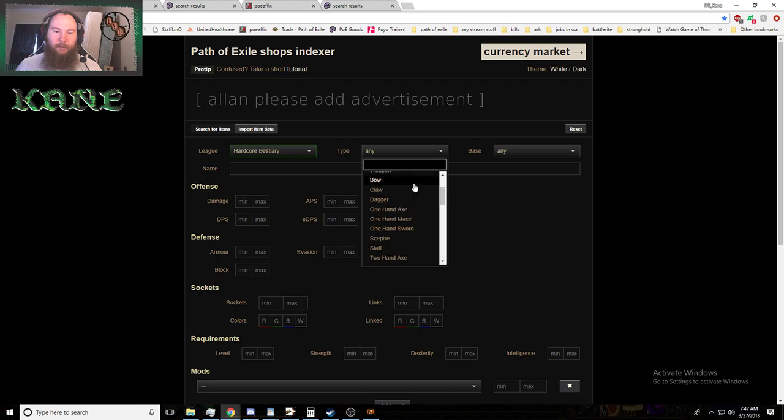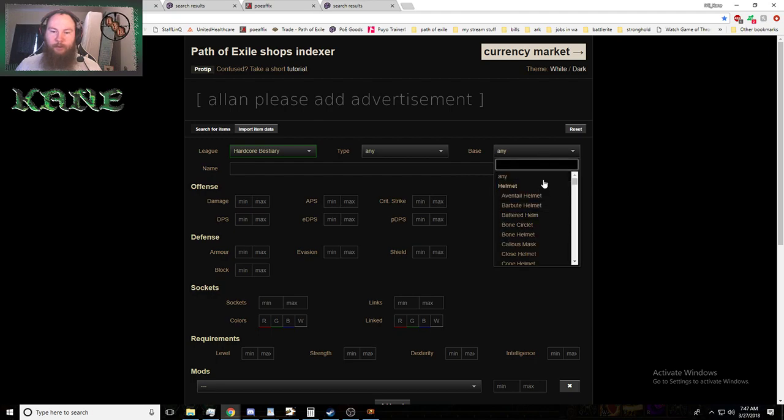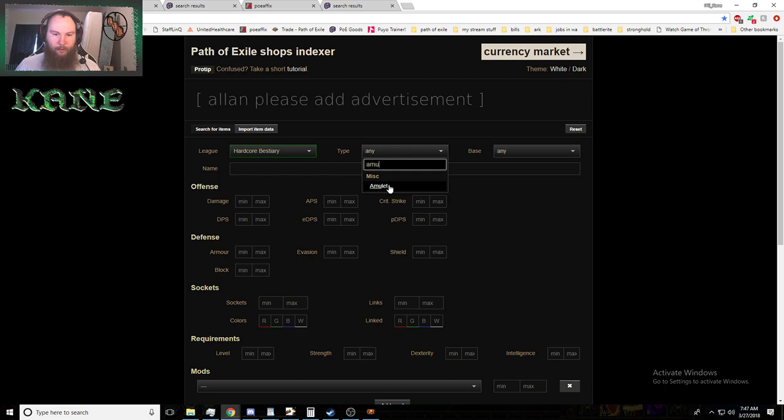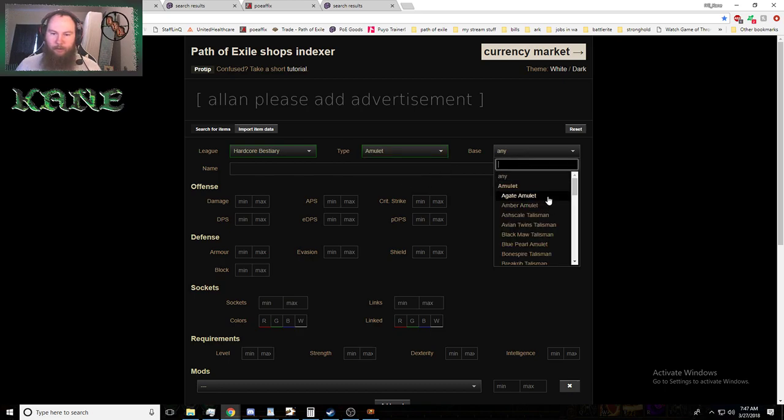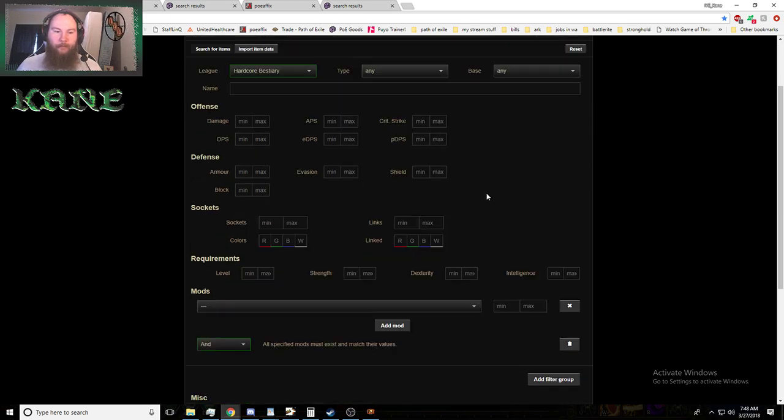This allows you to select any different type of item you want, all the way, from divination cards, maps, nets, etc. And then you can select your base as well. So say you want an amulet that is going to be a gold amulet because you want magic find, for example. You can select that if you want a specific like strength on your amulet. So you can do that as well.